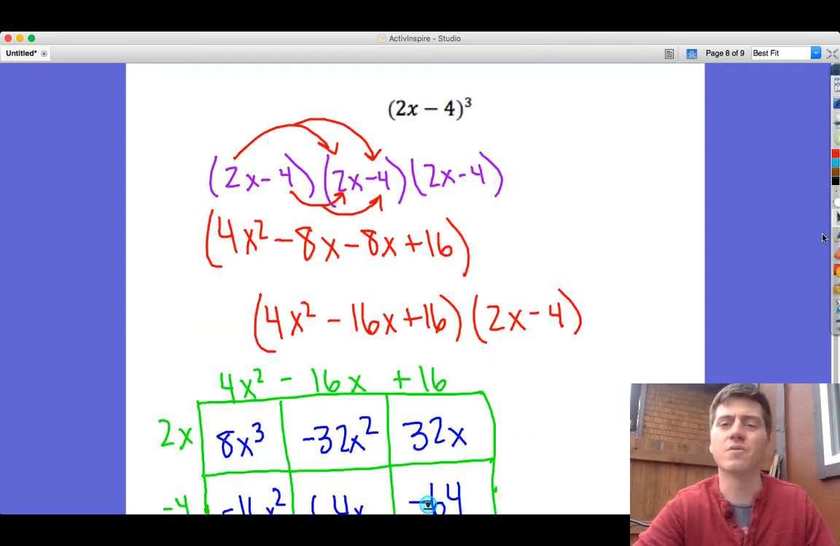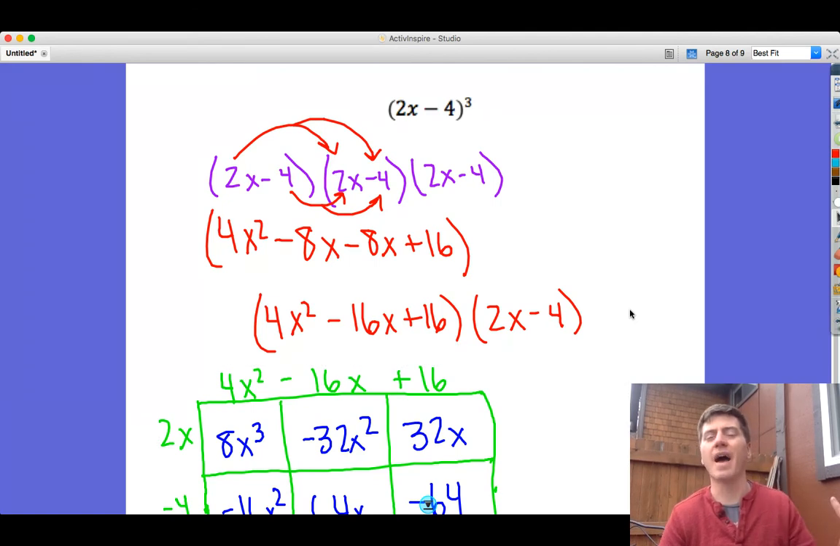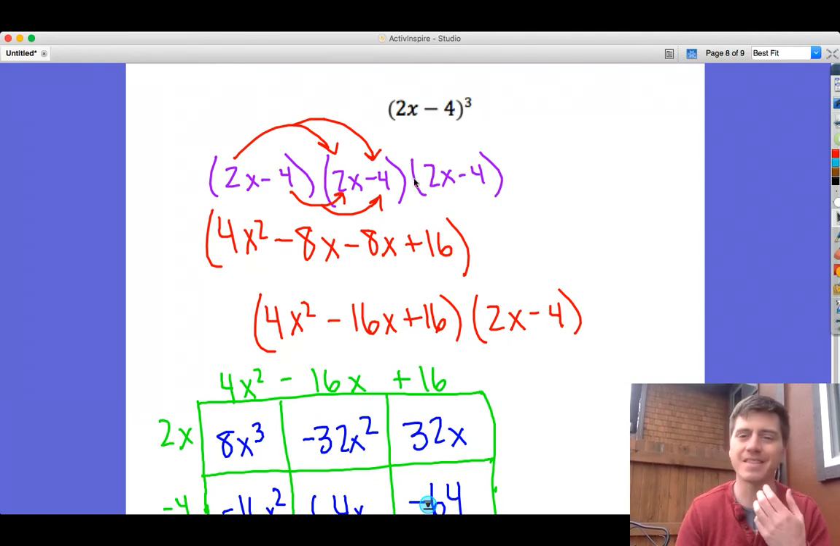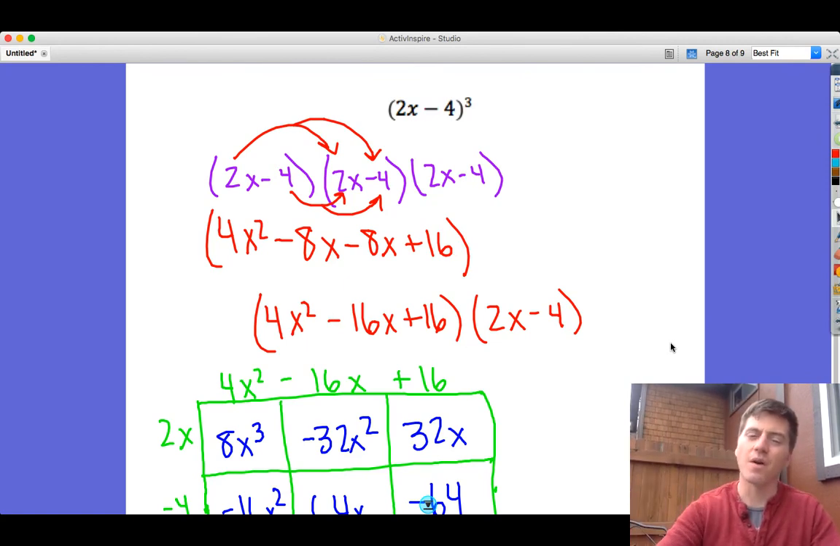So what we did here, we said there's 3 of them. We're going to multiply the first 2 and then take whatever we get and multiply the next one. You would do that for however many you have, right? If I had 6, multiply the first 2, take that, multiply times the next one, take that, multiply times the next one, and so on, just like you would with numbers, except we're doing it with polynomials now.